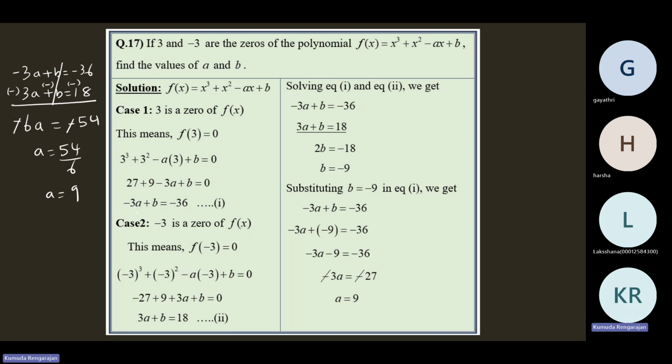Now when you substitute this value in 3a plus b is equal to 18, the second equation. So 3 into 9 plus b is equal to 18. 27 plus b is equal to 18. b is equal to 18 minus 27, which is minus 9.